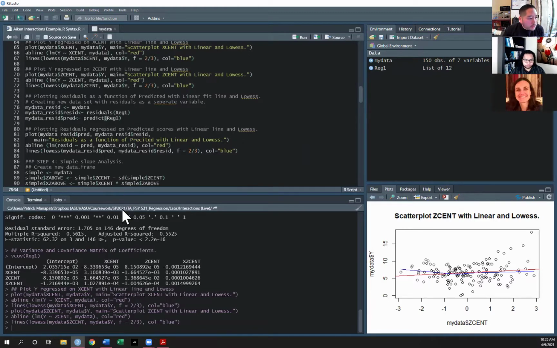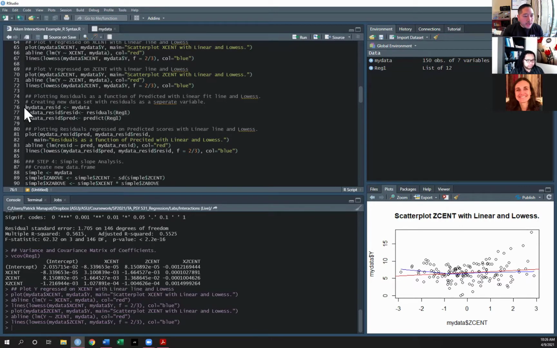All right, so the next plot that we're going to look at is a plot of the residuals against the predicted scores. So I'm going to create this new data set called mydata_resid. As a base, I'm going to start with my data. And then I'm going to add a new variable called resid. Those will be my residuals, which I get by running the residuals function on my regression model, reg1. Similarly, I'm going to create this new variable called pred, which will be my predicted values. I get those by using the predict function on my regression model, reg1.